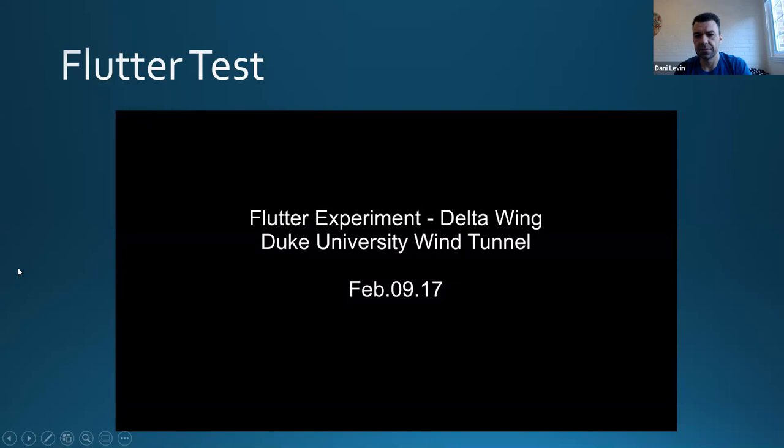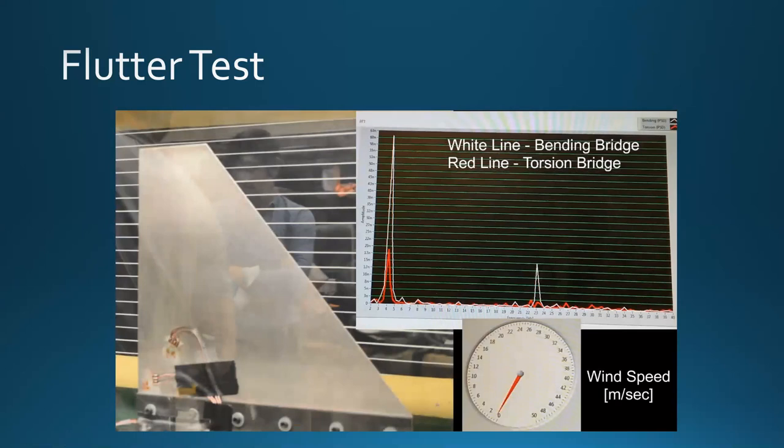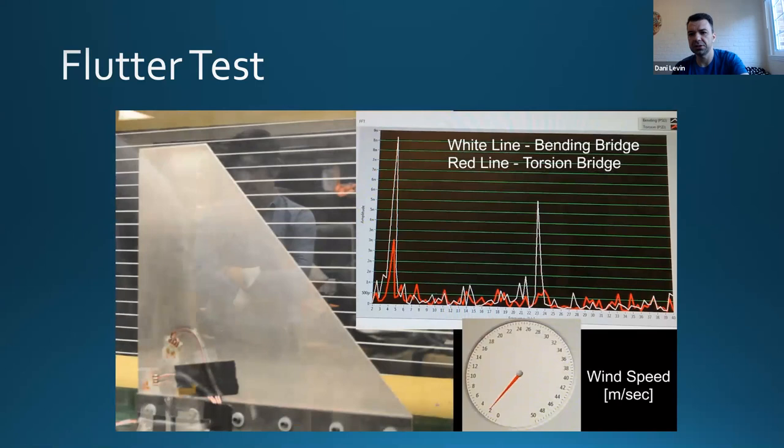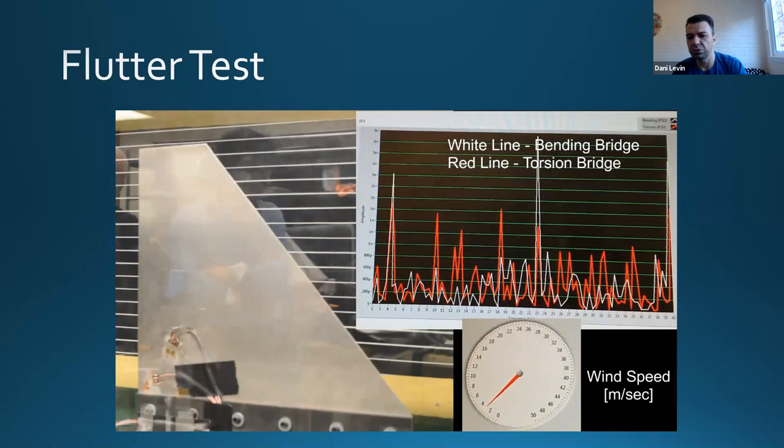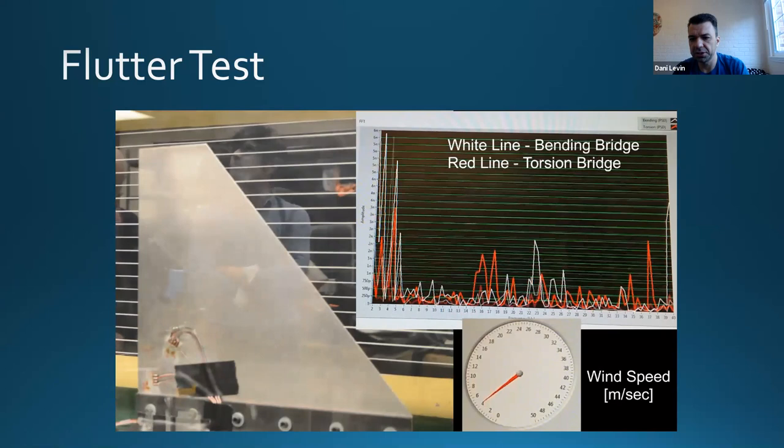What you can see in this movie, on the left, you have the wing. On the top, you have still the readings from the strain gauge bridges. As before, the white line is the bending bridge, and the red line is the torsion one. You also have the dial for the wind speed. The air goes from right to left. So we are increasing the speed.